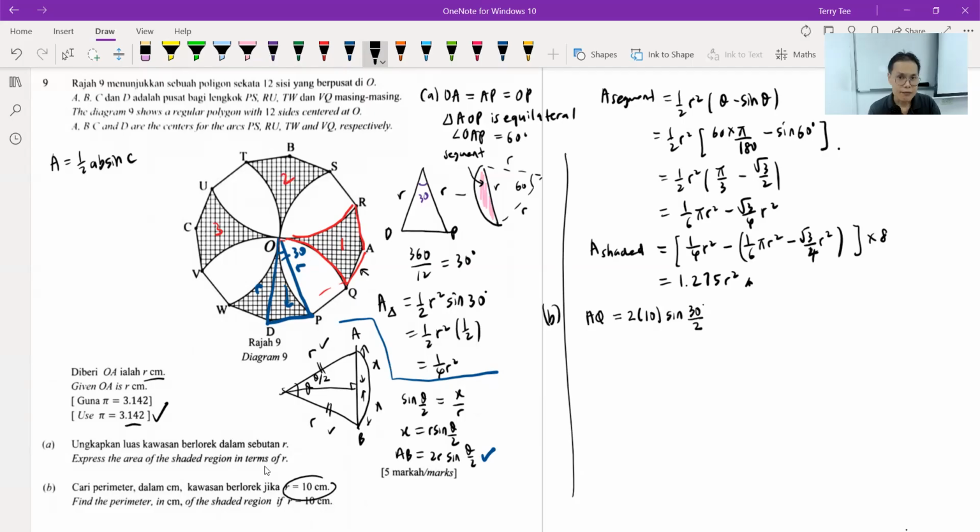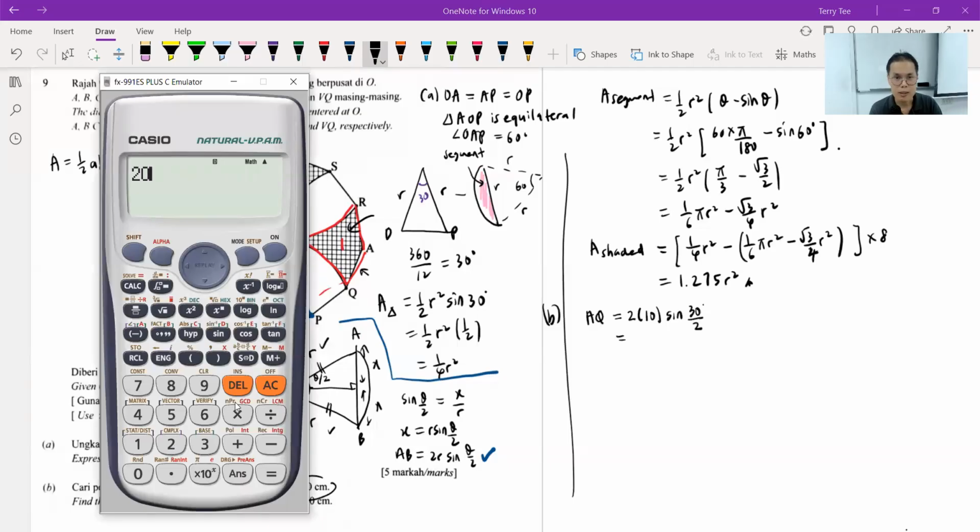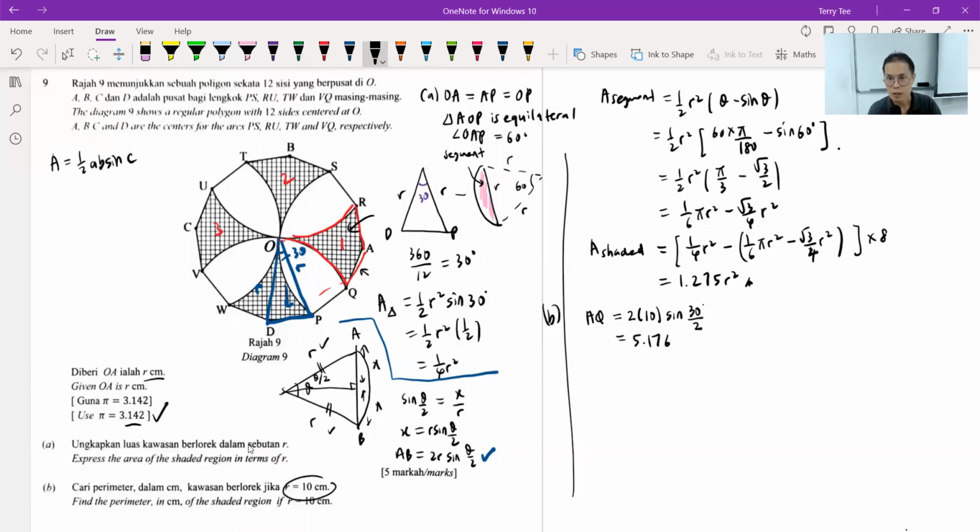Let us find the perimeter of one of these. Maybe I do it one by one, I don't want to make things too complicated. Let's do one by one first. 20 sine 15. This is 15, right? Sine 15, change to decimal: 5.176 cm. That is your AQ.